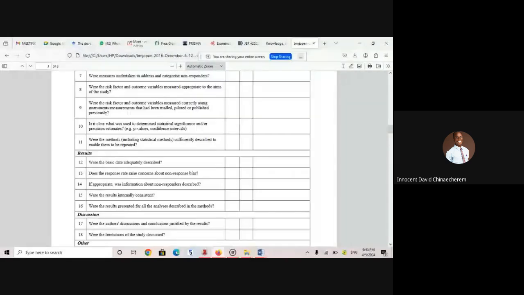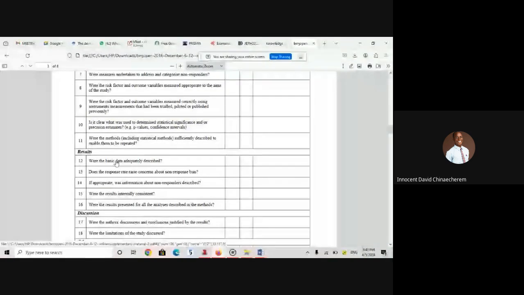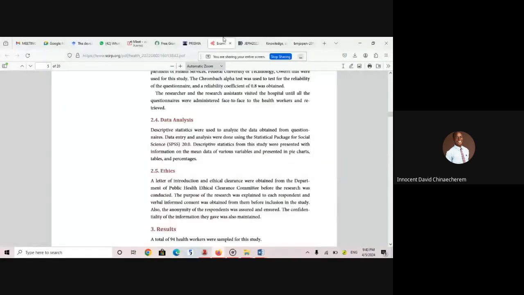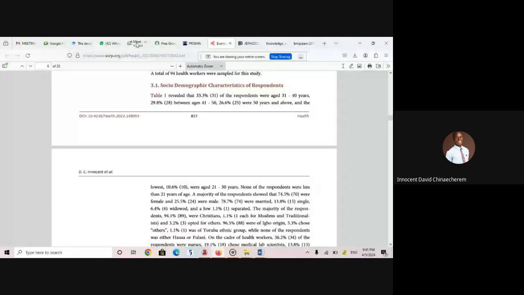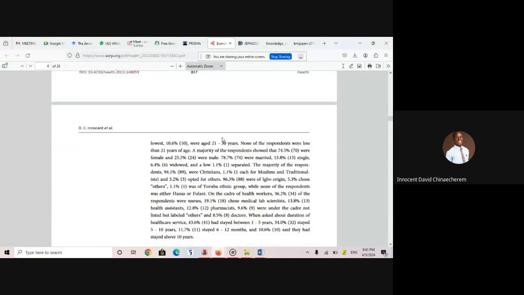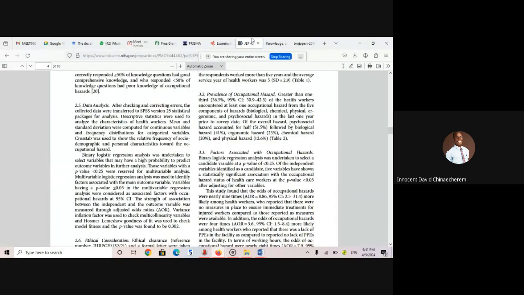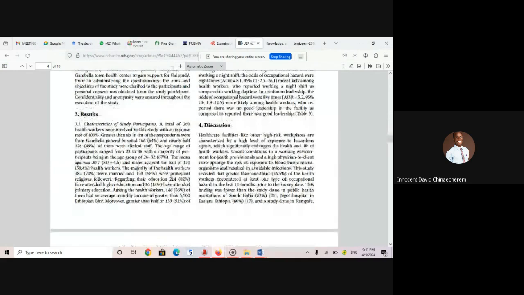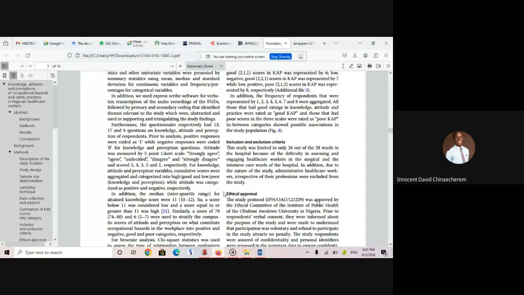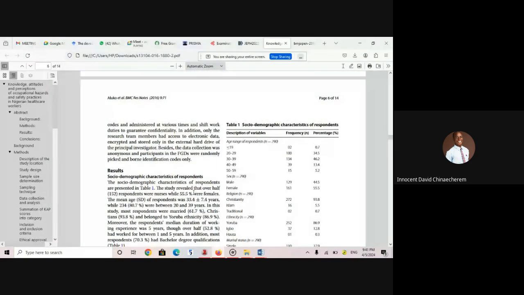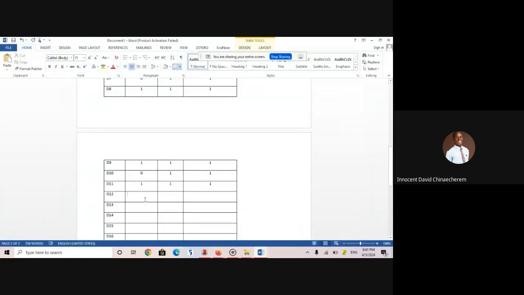So we move to the 12th. Now we come to the results, where the basic data are adequately described. When you look at the results here, the first thing in the results is the basic data. What do you mean by this? The demographic data, right? So they were all described: males, females, Yoruba ethnicity, and all that. Let's check out this paper before we go up. In the results, the total was also described. Check out this paper as well in the results. It also described the basic data. So these are the basic data or bio data. So everybody gets a fair share of 1, 1, 1.